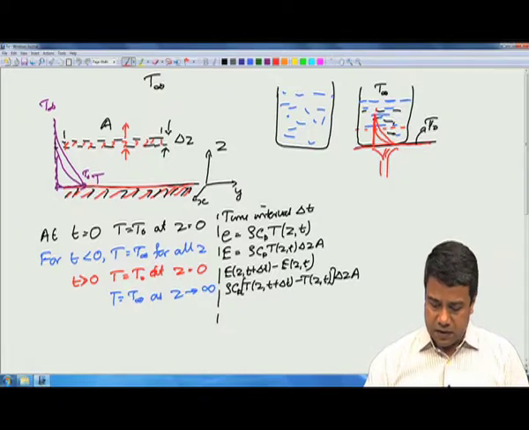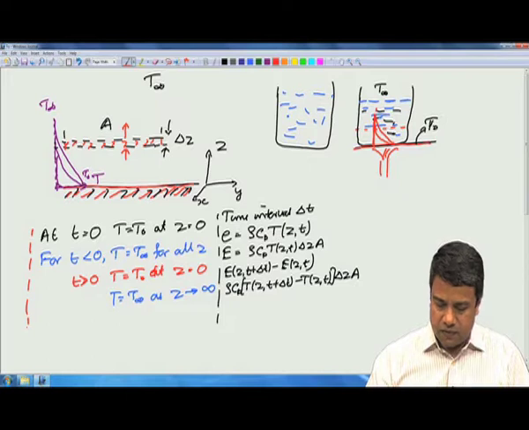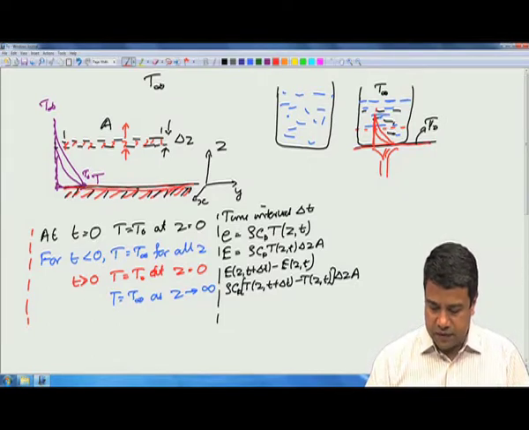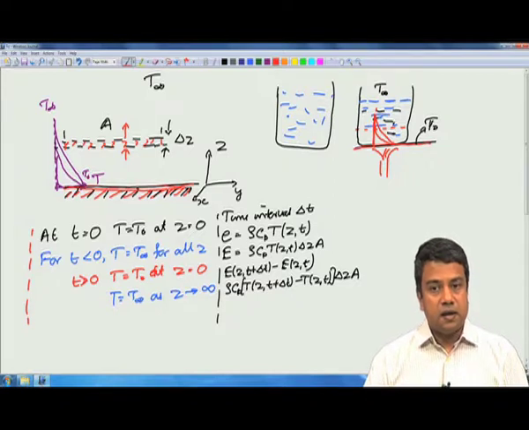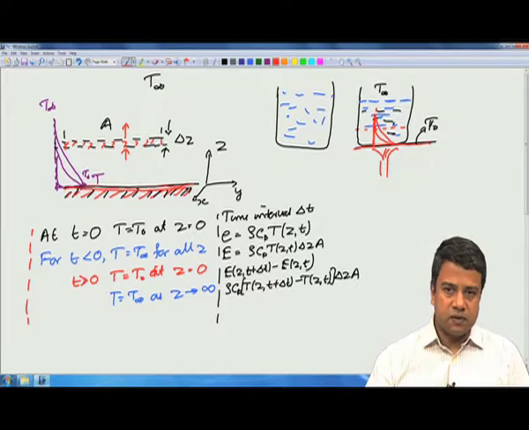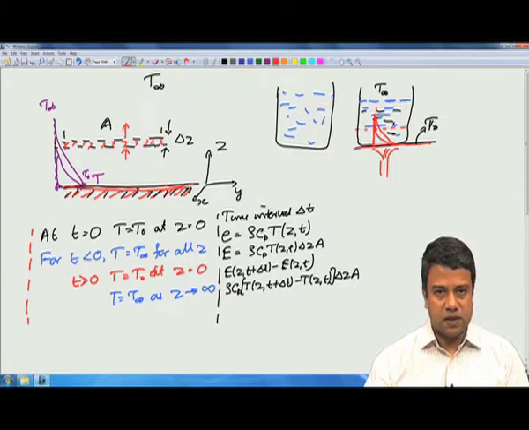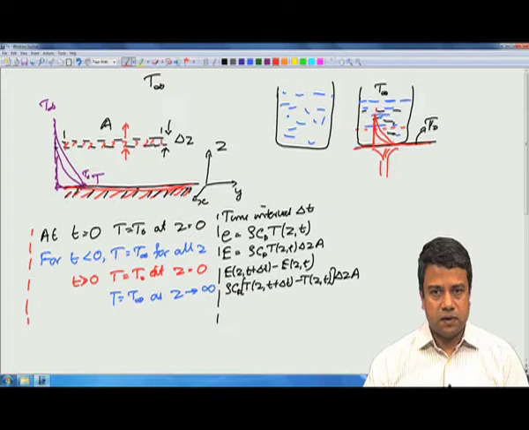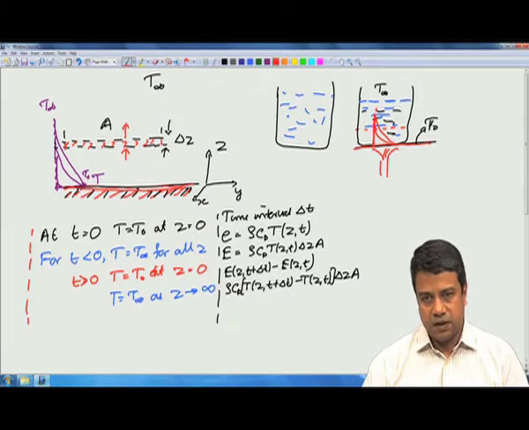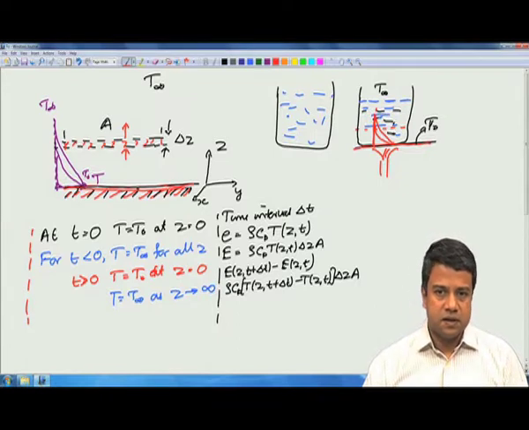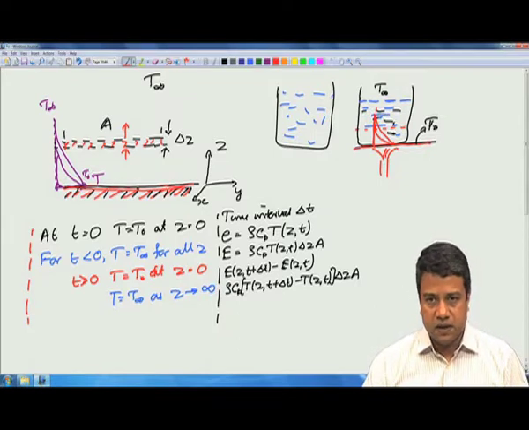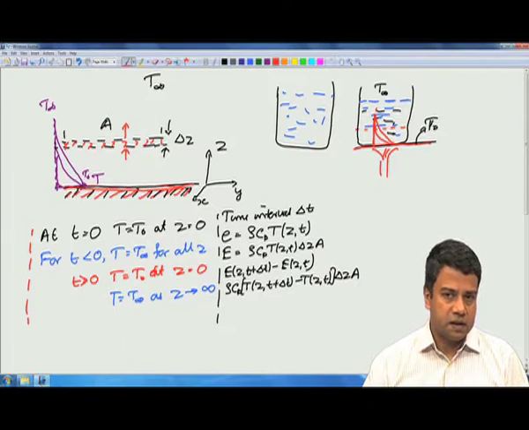So, the conditions on this are that at t equals 0, you have a temperature T naught at this surface. For t less than 0, the temperature was equal to T infinity everywhere. The entire fluid was at the temperature T infinity. That means, at t equal to 0, the temperature is T infinity everywhere except at the surface. If you go far from the surface, since this is an infinite fluid, in the limit as z goes to infinity, the temperature is once again equal to T infinity.